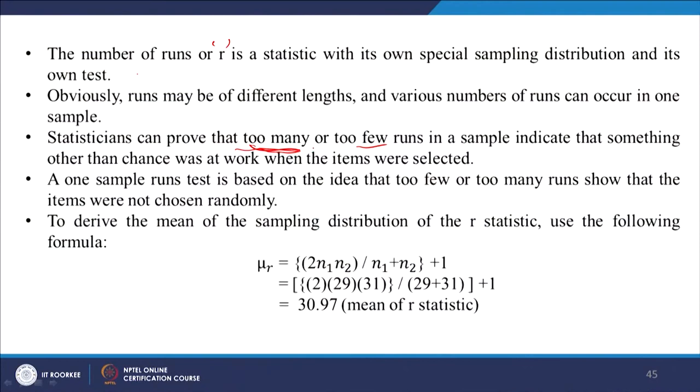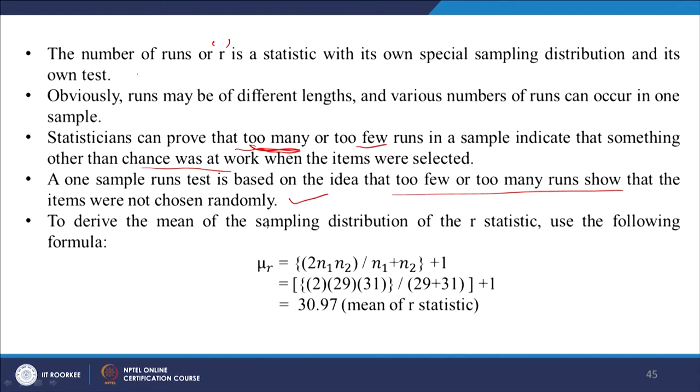But when it is too many, what does that mean? Maybe only one time it is occurring and then it is not occurring, then again it is occurring after some time. So, the number of runs has increased. If it is too many or too few, then you see in a sample that something other than chance was at work. So, it is not random, there is some problem in it. A one sample runs test is based on the idea that too few or too many runs show that the items were not chosen randomly and there is a systematic problem.